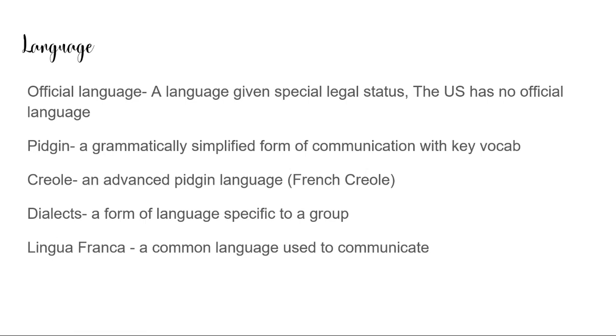Next up is language. So an official language is a language given special legal status. The US has no official language, actually. Then there's a pidgin language, which is a grammatically simplified form of communication with key vocab. And as a pidgin language gets more advanced, it becomes a Creole language. An example of that is called French Creole, which is what they speak in Haiti.